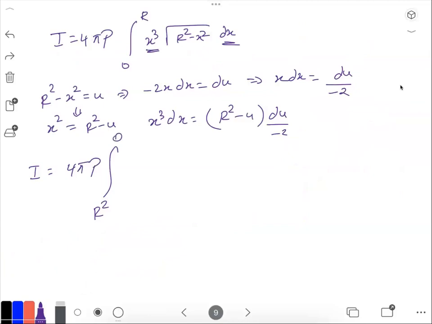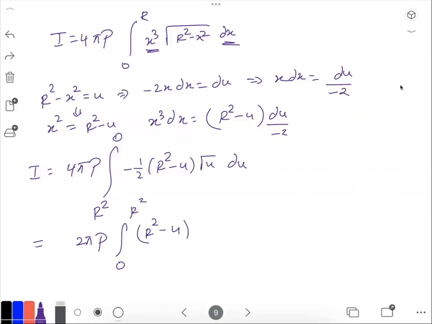And then now let's convert everything to u's. We'll have, okay, how are we going to do this? Negative 1/2 times r squared minus u. And then root of r squared minus x squared will be root u du. So this is going to be, I will use the negative to flip over the bounds, and then I'll distribute the 2 out in the front, to make this 0 to r squared of r squared minus u, root u du.